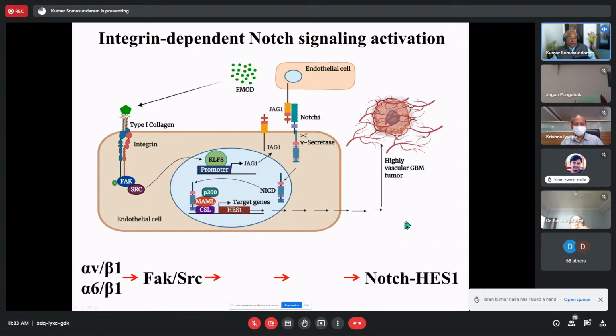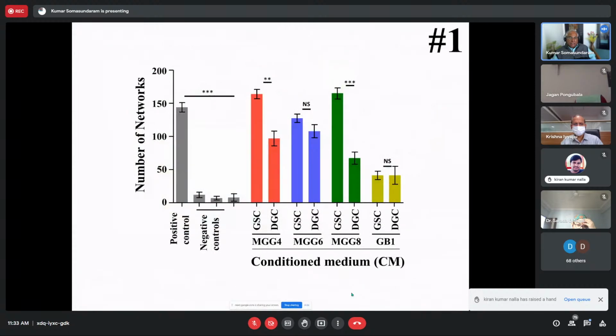So essentially what we show here is that alpha V beta 1 and alpha 6 beta 1 integrin heterodimers appear to be very important in this process, activating a FAK SRC pathway, leading to Notch HES1 activation. In that, the JAG1 ligand appears to be important, and another linking molecule is the KLF transcription factor, leading to the activation of the Notch signaling pathway. That's how it results in induction of angiogenesis.